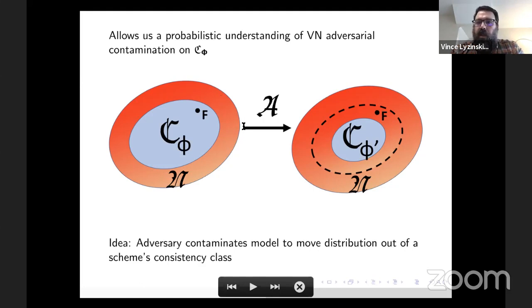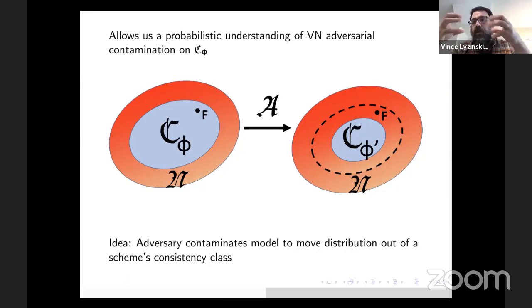The adversary can come in, and the action of the adversary can be thought of in two ways. It can either shrink the consistency class for a given rule. So this is now the new consistency class, and note it's smaller, and the distribution has been moved out of the class. We no longer work on that one. Or you can think of it as actually moving this distribution out of the consistency class. Either way, the adversary can be understood as taking distributions that were in the class, modifying them probabilistically so that they're no longer in the consistency class.